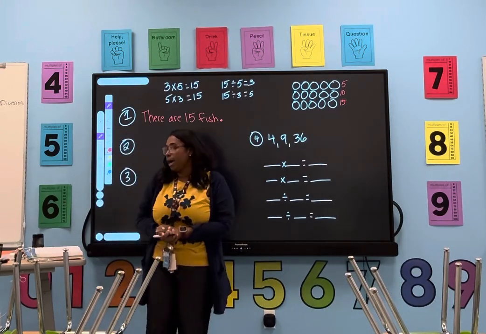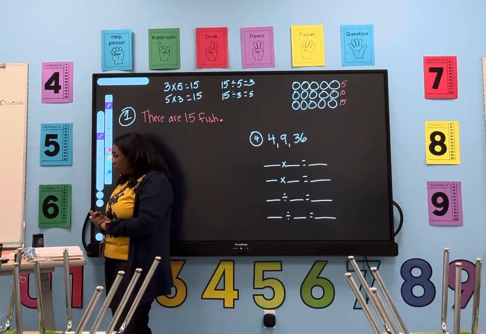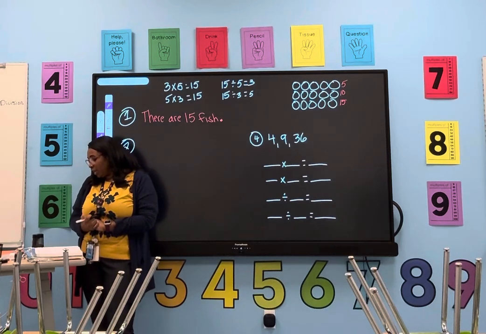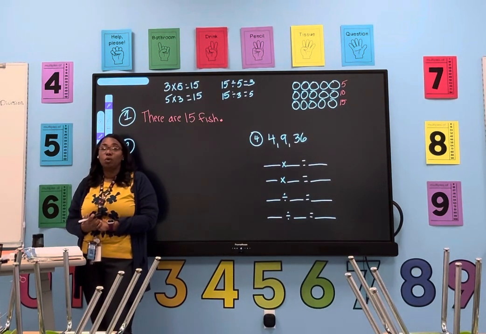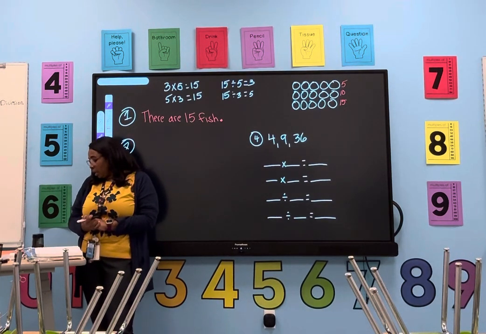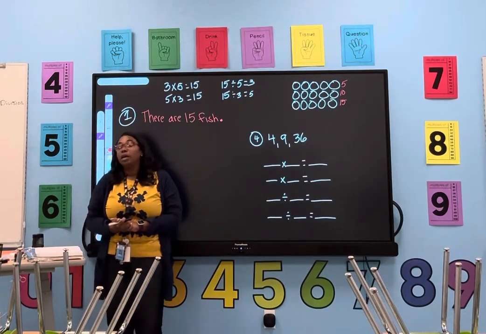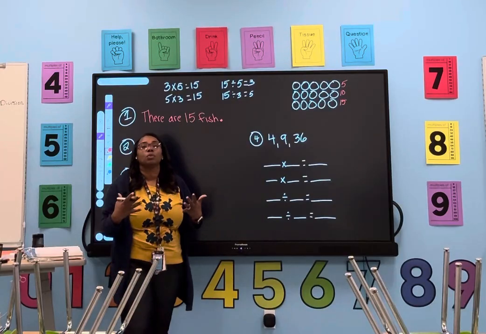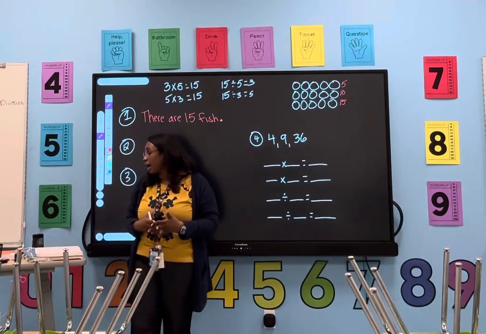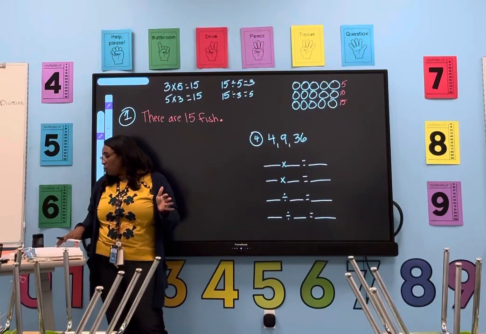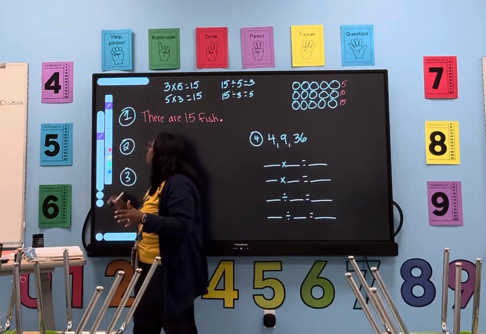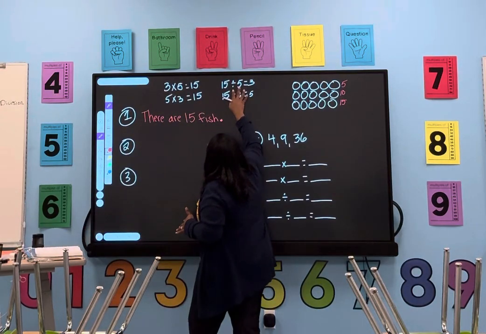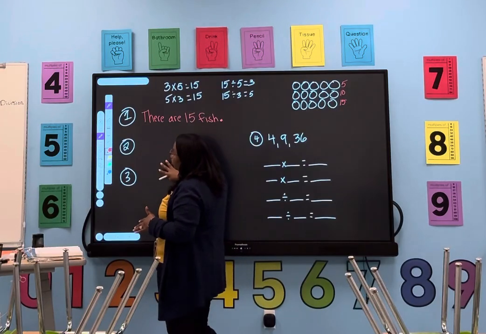Okay, now let's go to number 2. Number 2 says 15 fish swim in 3 equal rows. Okay, how many fish are in 3 equal rows? So if I go back up to the directions, I didn't read the directions, and I apologize for that, guys. The direction says write one of the facts from the list above. So they want us to write one of the facts from this list to help us solve these.